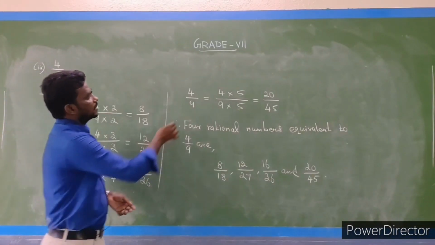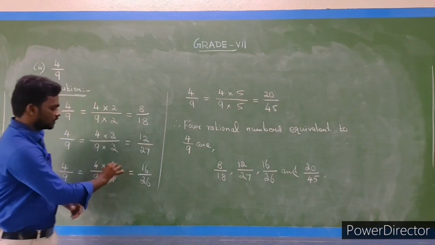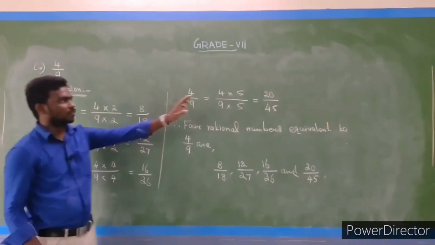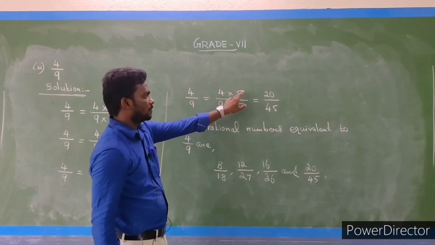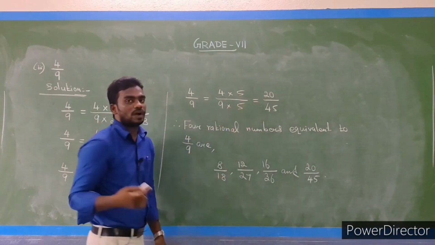Next, what is that? 4 by 9, the same number multiplied by the next number of 4. What is the next number of 4? 5. So the same number multiplied by 5 and 5. So 4 5s are 20 and 9 5s are 45.